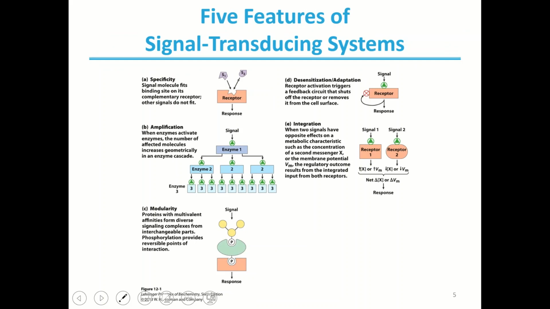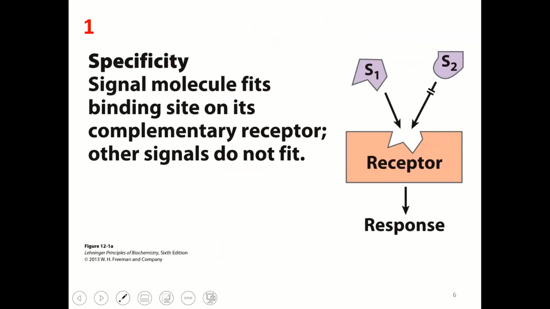So here's a list of the 5 features of all signal transducing systems. This is figure 12.1 in the book, and we're going to be going through these step by step and give some examples of each. Okay, so the first one would be specificity.